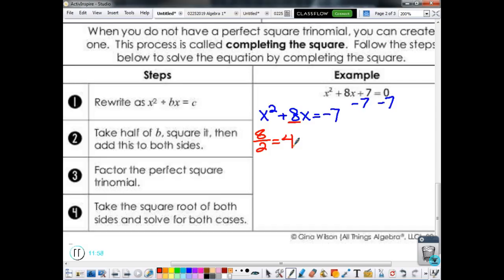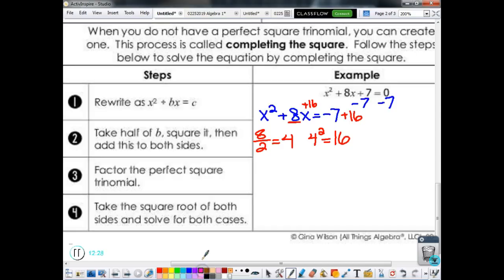So now I'm going to square 4. So 4 squared is what? What's 4 squared? 16. Okay? So you divide b by 2, and you get 4. So you square this, so 4 squared is 16. So now you're going to add 16 to both sides, right? Because if I add it to one side, I have to add it to the other. So I'm going to add 16 here and add 16 here.